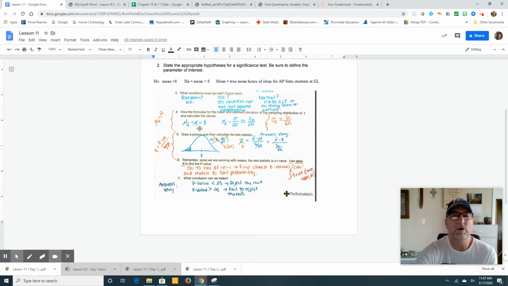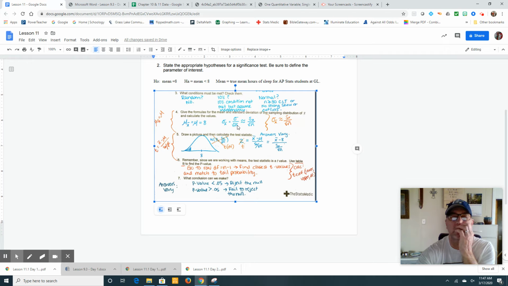All right, so we give our formulas for the mean and standard deviation. The mean of x bar is just equal to mu, which we say is 8. The standard deviation of the means is sigma divided by the square root of n. But since we didn't have the population data, just a sample, we do s of x divided by the square root of n. So in our problem, 0.966 was our standard deviation divided by the square root of 10. So our standard error in this case is 0.305.